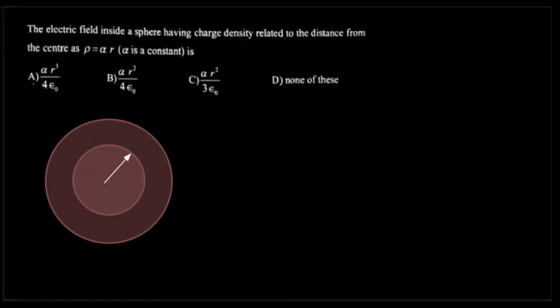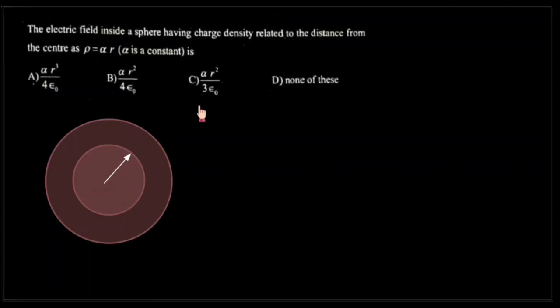So here is the GTM 12th paper. The first question is: the electric field inside a solid sphere, where the charge density is related to the distance from the center as rho equal to alpha into r. So we have to find the electric field due to this solid sphere, right?